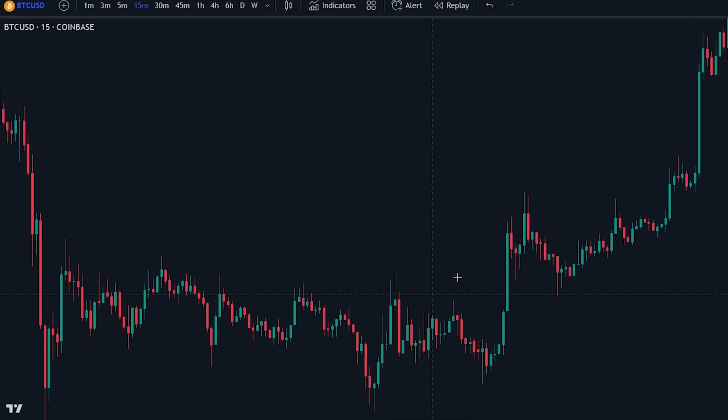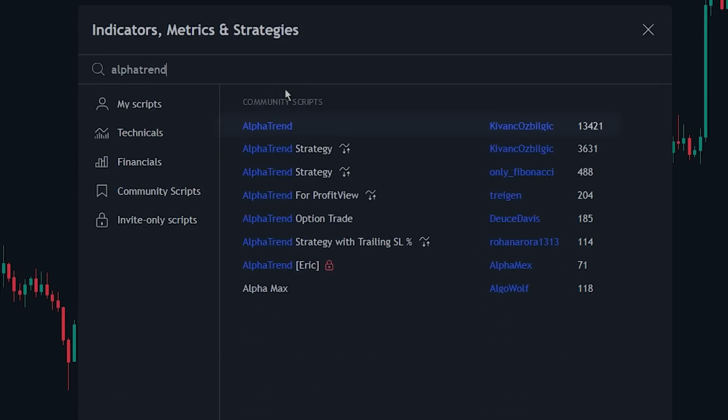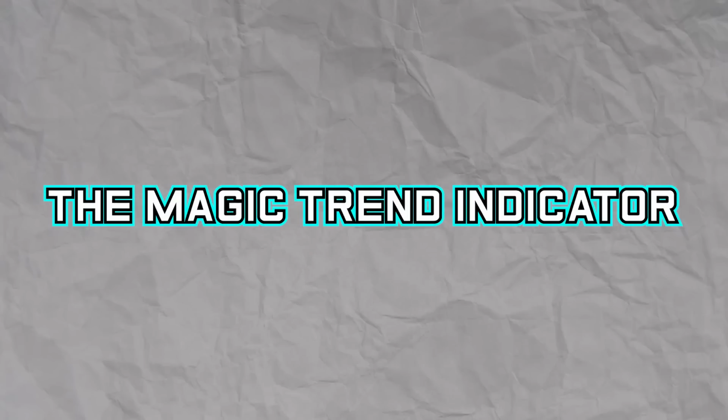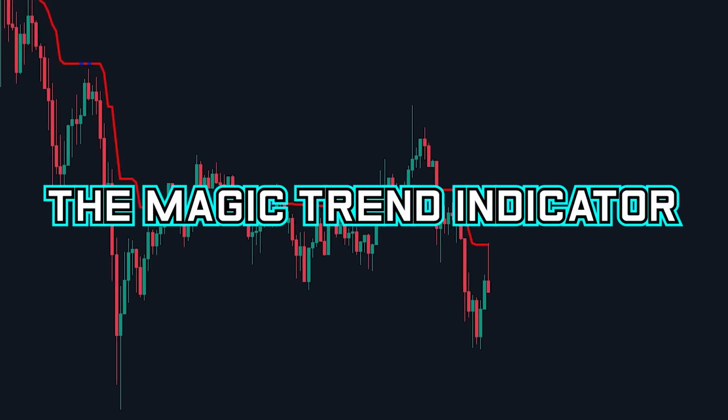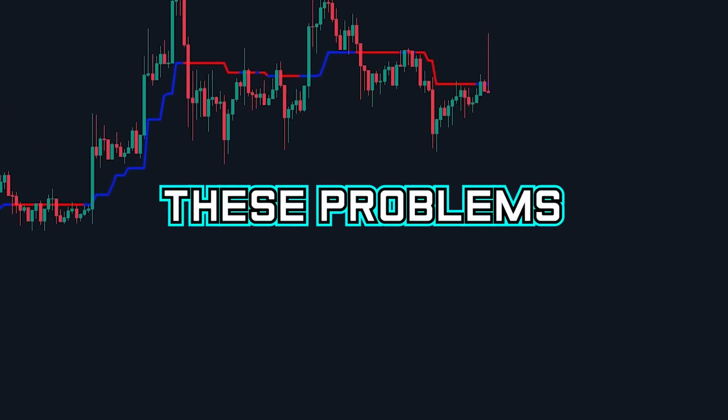The first indicator we will be looking at is the Alpha Trend Indicator. Head over to the Indicator Search tab and search for the Alpha Trend Indicator. Select the indicator made by Kavanch and add it to the chart. The indicator is actually based on the Magic Trend Indicator, however the Magic Trend Indicator had a few problems, so the Alpha Trend was created to solve these problems.